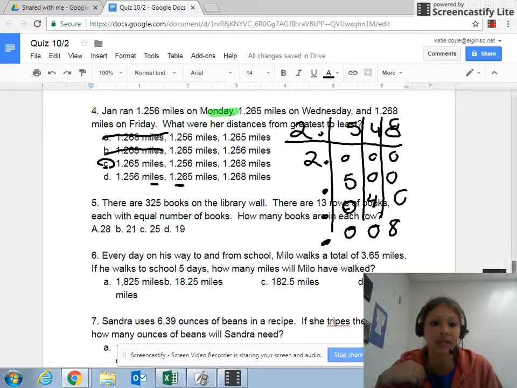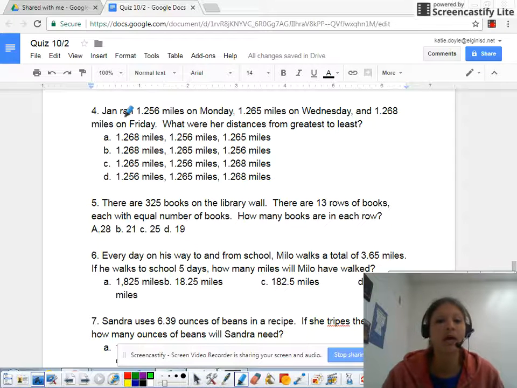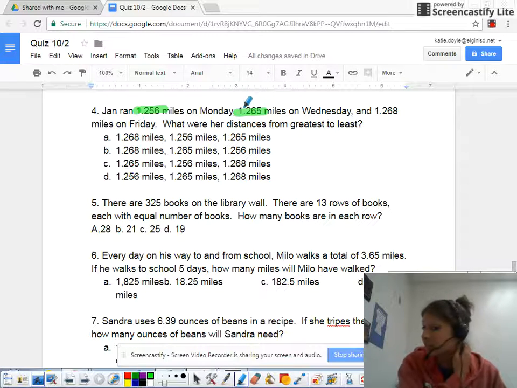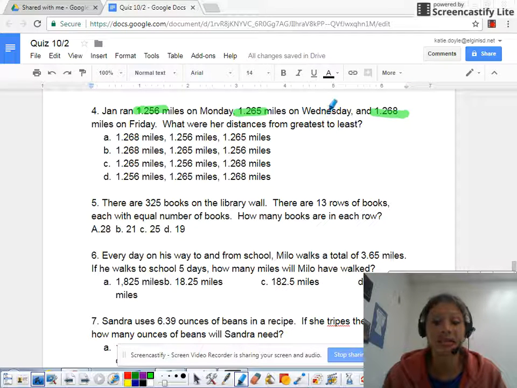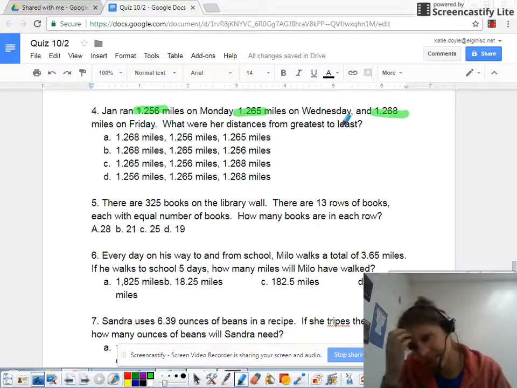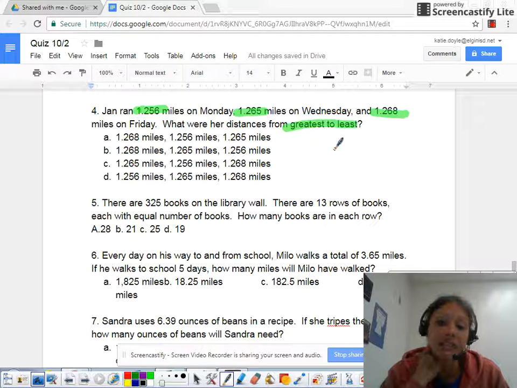So here's our next one. Jan ran 1 and 256 thousandths of a mile on Monday, 1 and 265 thousandths of a mile on Wednesday, and 1 and 268 thousandths of a mile on Friday. What were her distances from greatest to least? Even when I originally made this answer key, I messed it up because I put them from least to greatest, but they want them from greatest to least. So you really have to carefully read this question.